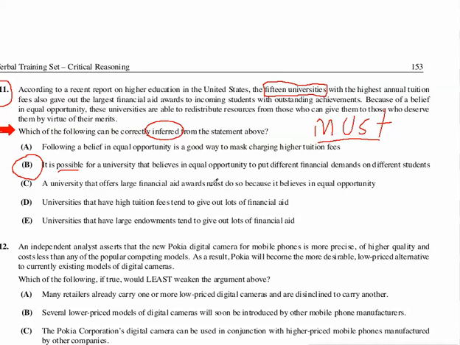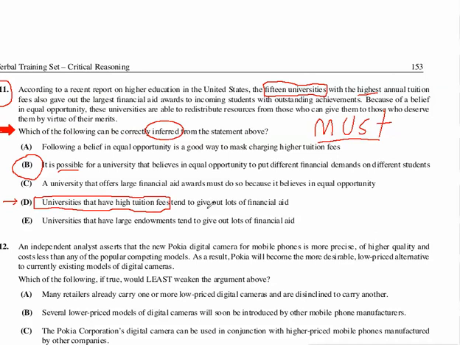Now, let's have a look at some of the others. If we say D, well, D is certainly the most tempting wrong answer, because D says universities with high tuition fees tend to give out lots of financial aid. Our report says that these 15 universities with the highest annual tuition fees give out large financial aid awards, but there is an extra piece of information that we need to make D correct. We don't know whether these 15 universities are representative of all universities that have high tuition fees. We might guess that that was the case, but we can't be sure.